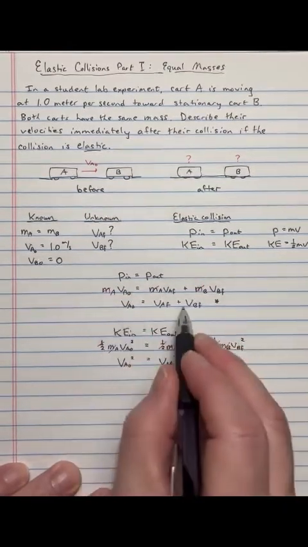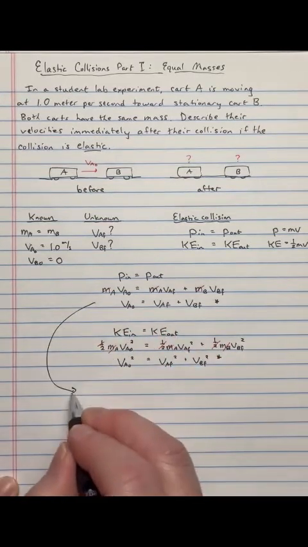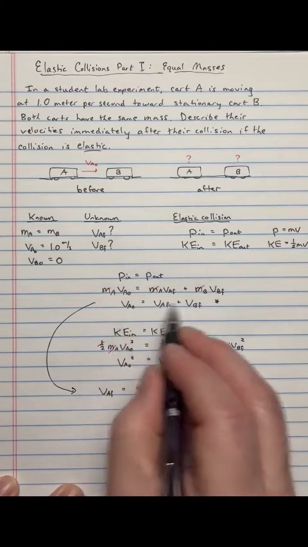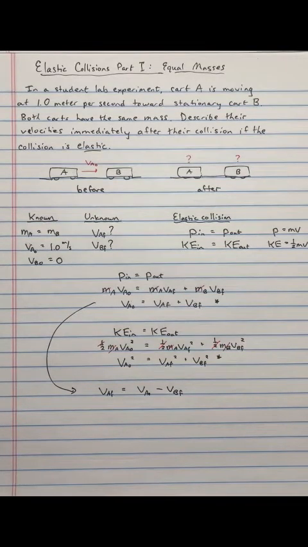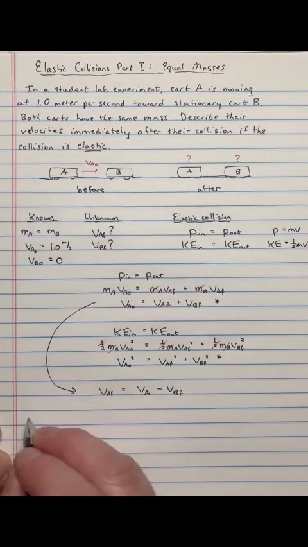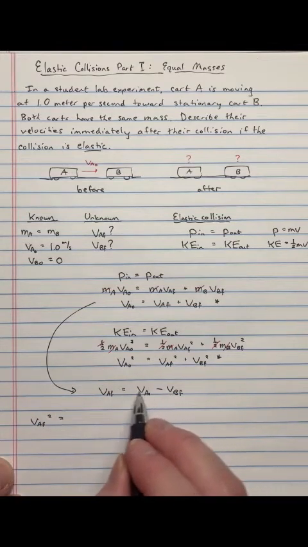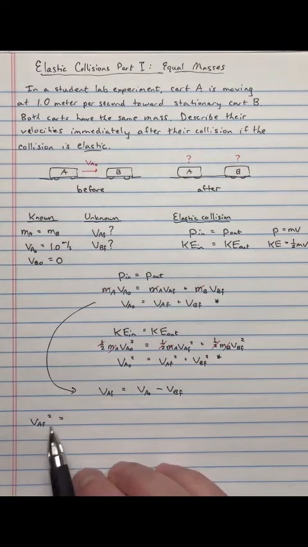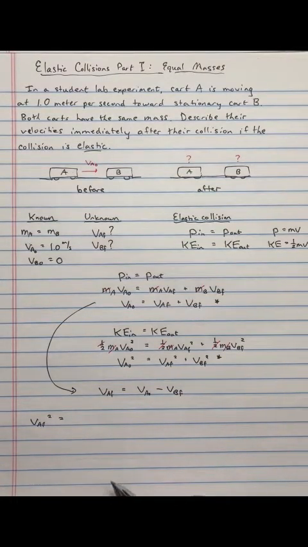I'll solve in this particular case for VAF. If I take this equation here, VAF will equal VAO minus VBF, like that. I'm just moving VBF to the side. Now, if I want to substitute this into here, I just need to square this. So that is VAF squared. But be very cautious. VAF squared is not VAO squared minus VBF squared. It's not that. Remember our algebra.